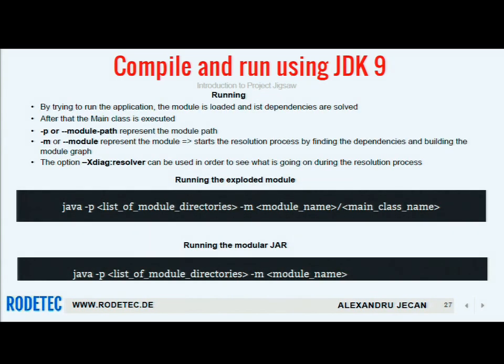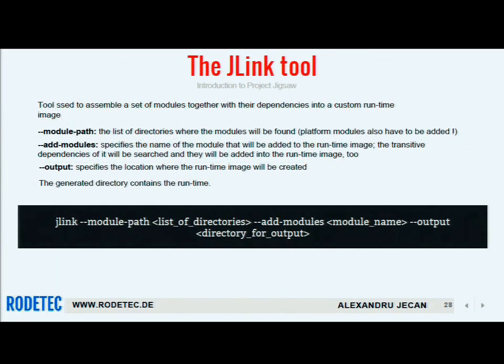After you have compiled, you want to run it. So you run using the module path option, and you say java -p, list of module directories, -m, module name, and you also have to specify the main class name if you don't use a modular jar. But if it finds a modular jar, then you don't have to also specify the main class name, because the main class name is already specified in the modular jar. So you say java -p, list of module directories, and so you can run your application.